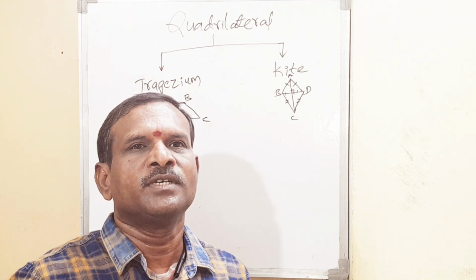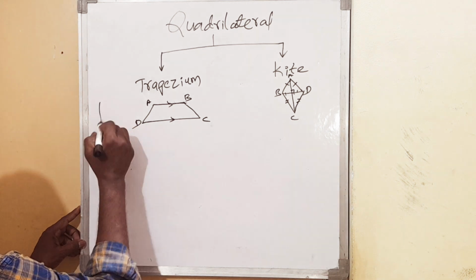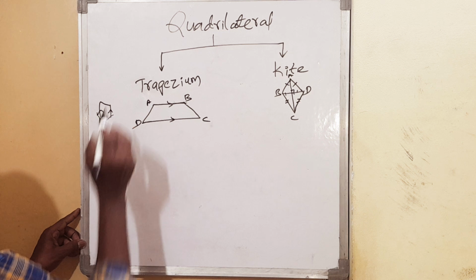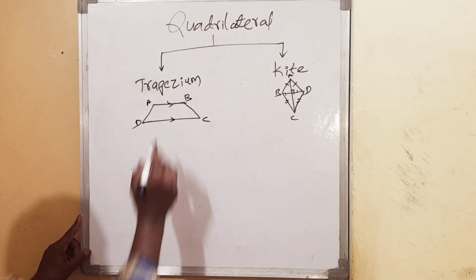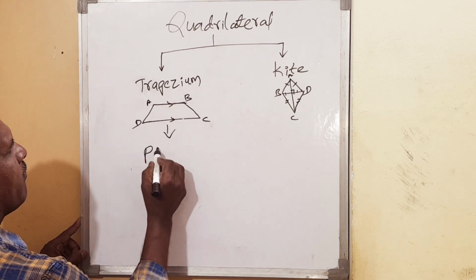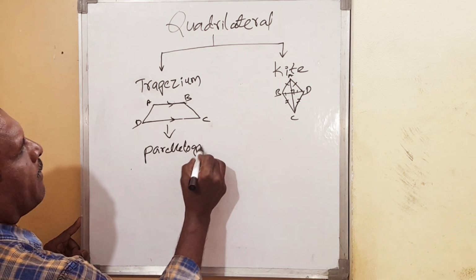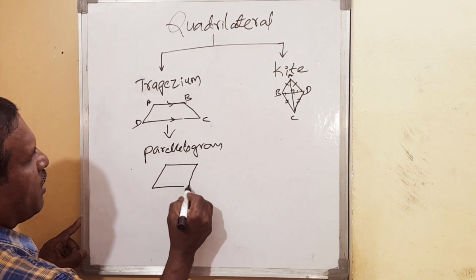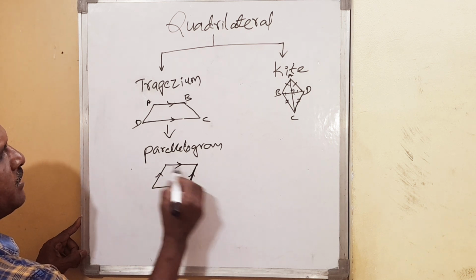So this is a trapezium. What is a trapezium? If one pair of opposite sides is parallel, that is a trapezium. So we can draw it like this also. This is also a trapezium. Here these two sides are parallel. Next to trapezium, we have the parallelogram. In a parallelogram, both pairs of opposite sides are parallel. This is parallel to this and this is parallel to this.